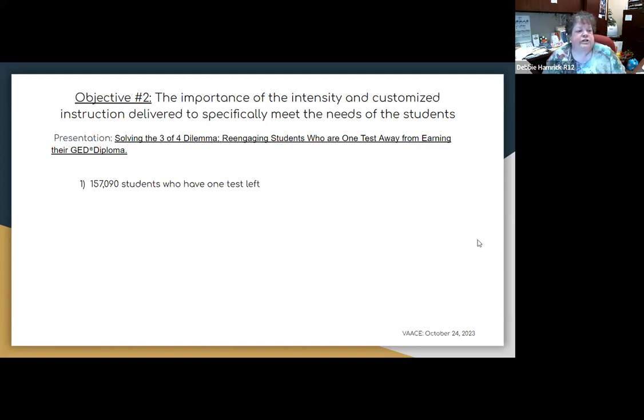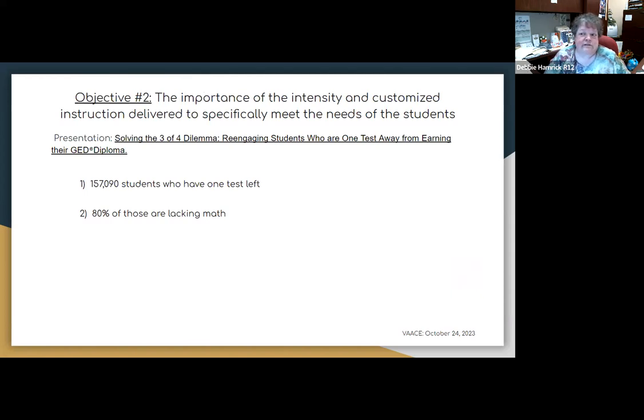Becky attended this and she said it was a very good session. The data that was shared to us in this session was national, nationwide data. So they looked at the data and found that there were 157,000 students who have 1 test left. Just 1. 80% of those are lacking math. This number surprised me as how high it is, although I was not surprised that math is the highest test that is needed.